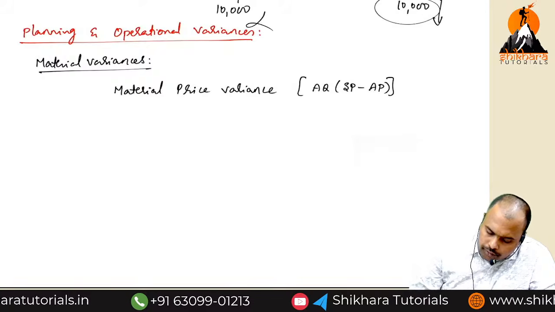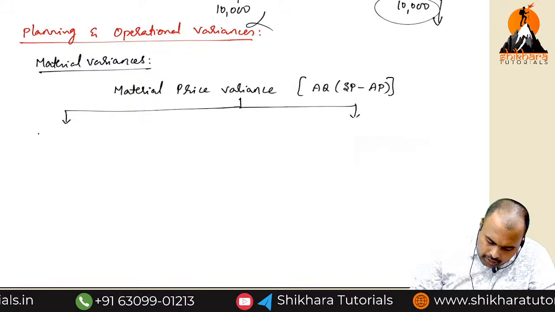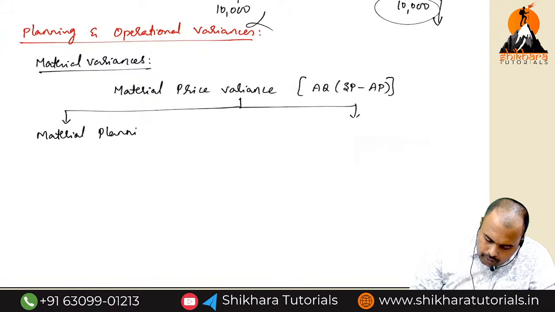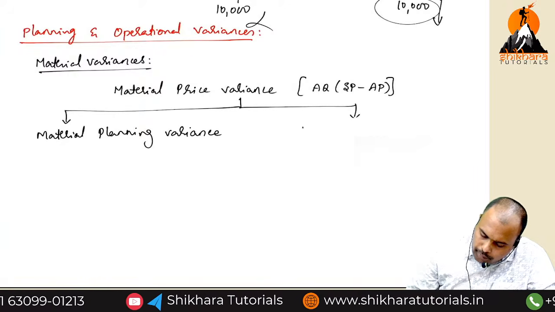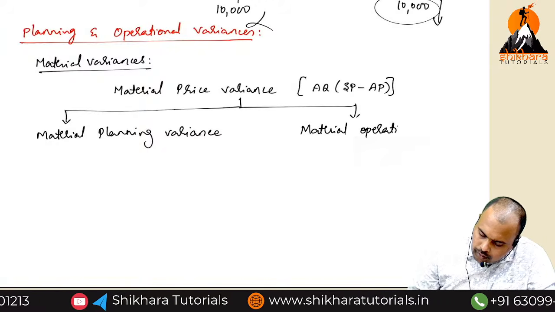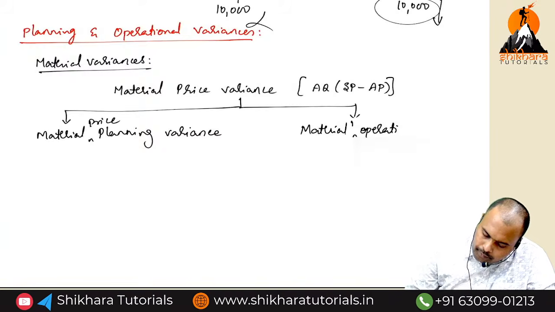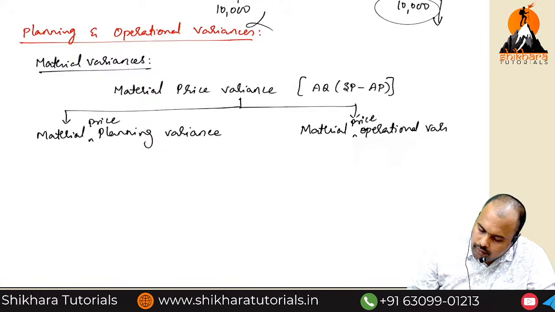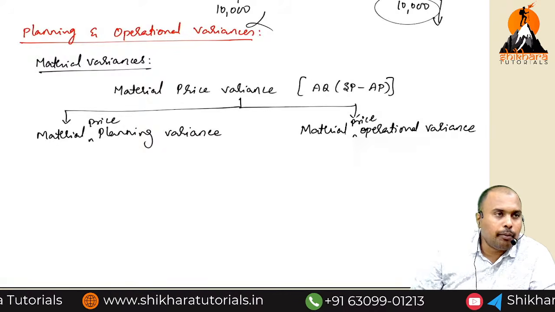Clear? Now this is divided into two things: material price planning variance and material price operational variance. Clear?